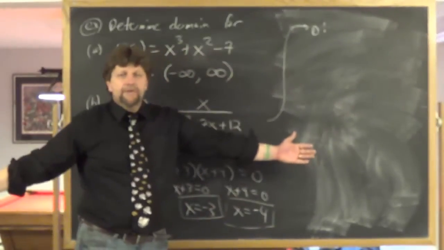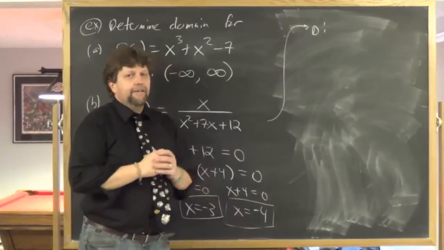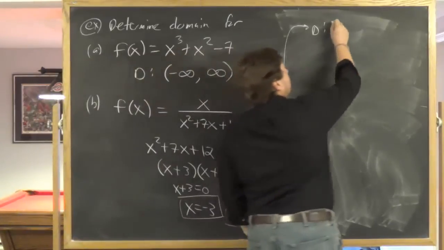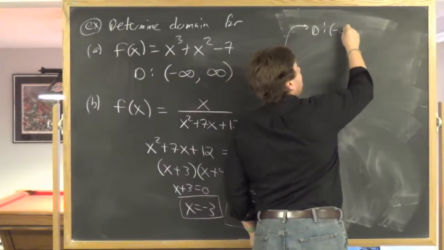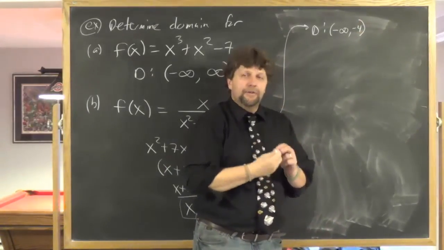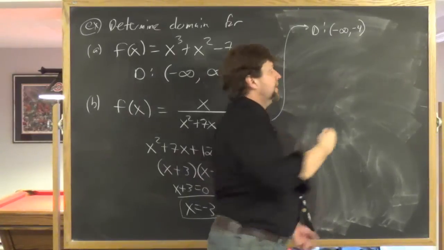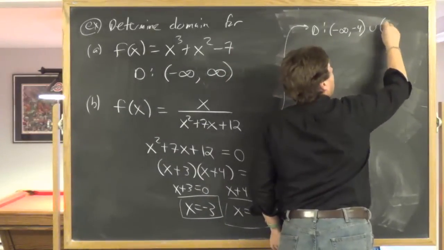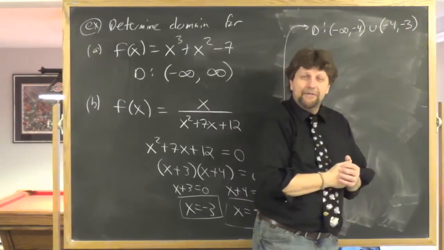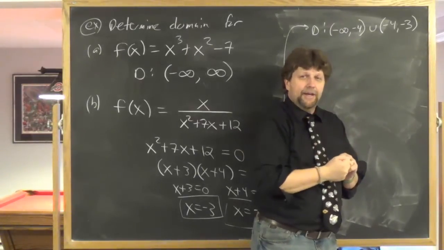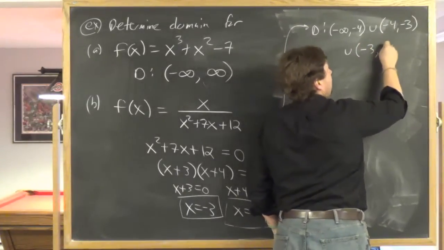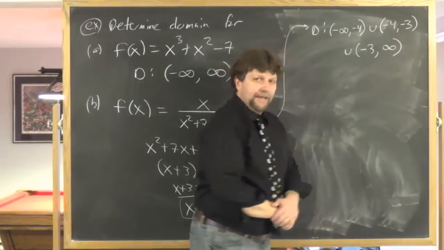It's all real numbers except -3 and -4. Those are the only two numbers I'm not allowed to put in for x. So that means all reals from -infinity to -4, parenthesis means do not include -4. Union with all real numbers from -4 to -3. A parenthesis around -3 because I'm not allowed to include -3. Union with all reals from -3 to infinity.